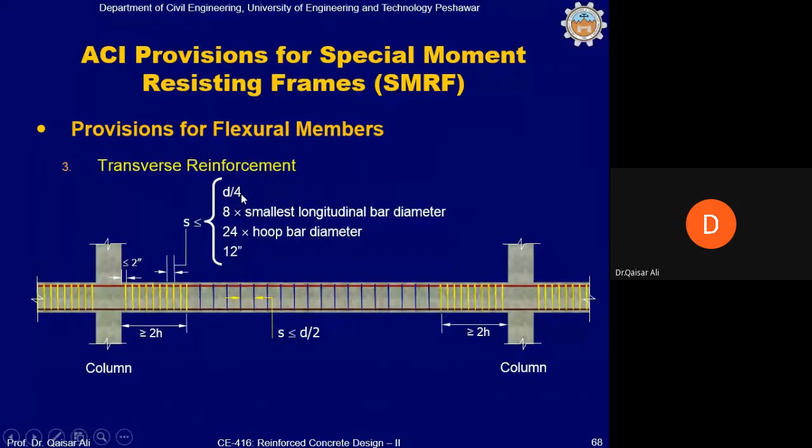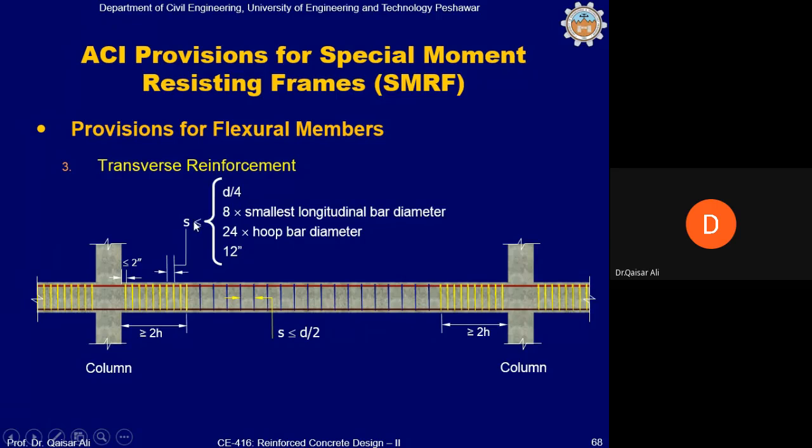d means the effective depth of the beam divided by 4, 8 times the smallest longitudinal bar diameter, and 24 times the hoop bar diameter, or 12 inch. Let's say the effective depth is 16 inch, so 16 divided by 4 will be 4 inch. 8 times the smallest longitudinal bar diameter: let's say the smallest longitudinal bar used in the beam is 6/8, so 6/8 times 8 gives us 6 inches. 24 times the hoop bar diameter: let's say this is a 3/8 bar, so 3/8 multiplied by 24 is 9 inch, and then 12 inch. So out of all these four requirements, the least is 4 inch.